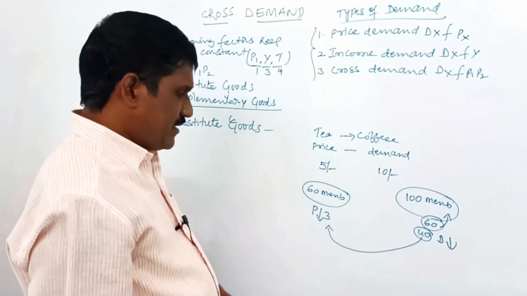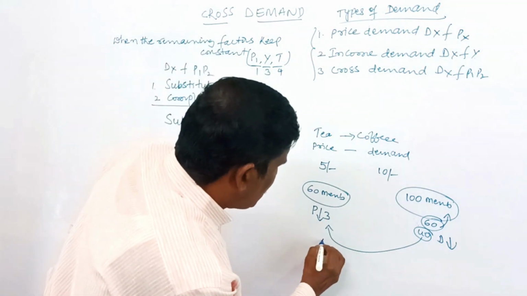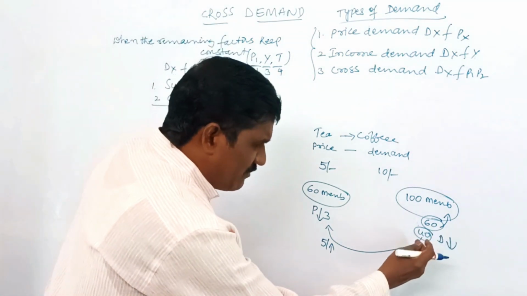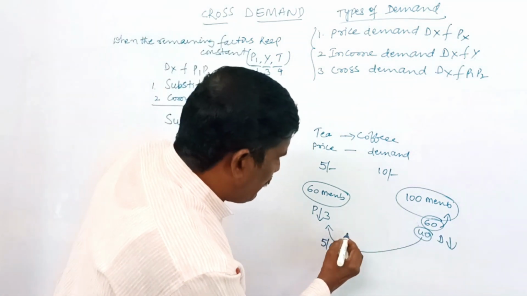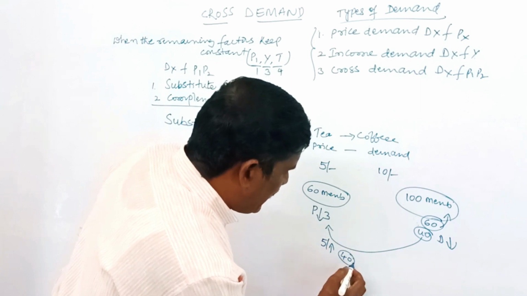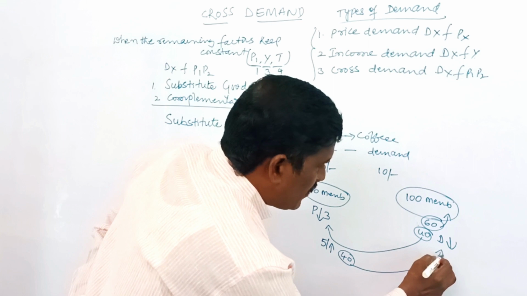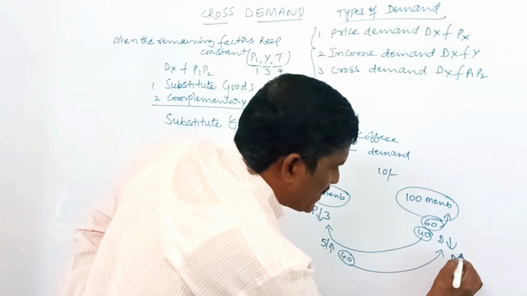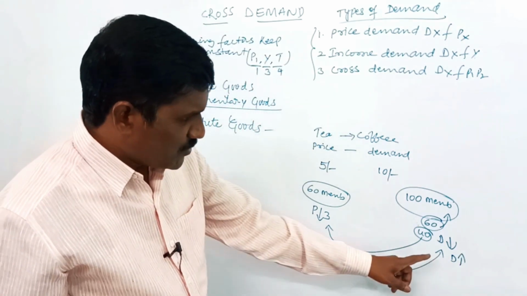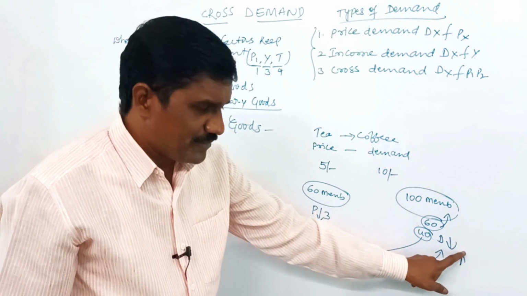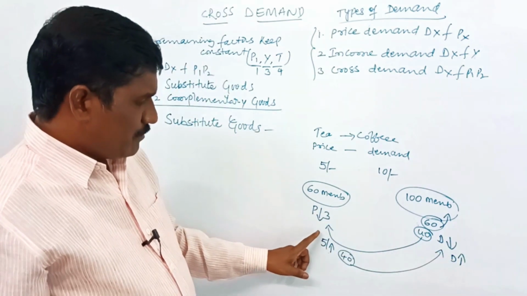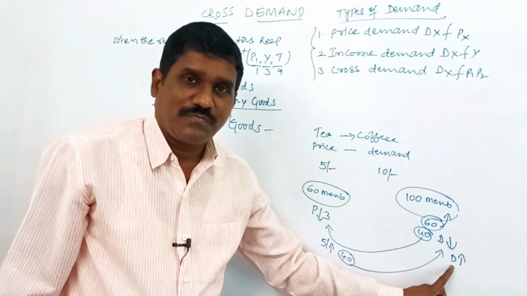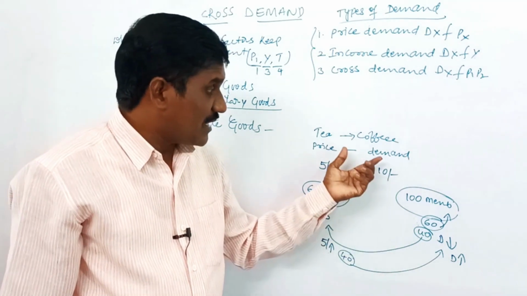Okay, that is one hand. On the other hand, when the price of tea increases to 5 rupees, the people who diverted to tea, for example 40 members, then go back to coffee. Means price increases, the demand of coffee also increases. Now how many people are taking coffee? 100. What happened? Price increases, demand of another good also increases. This is a cross demand.